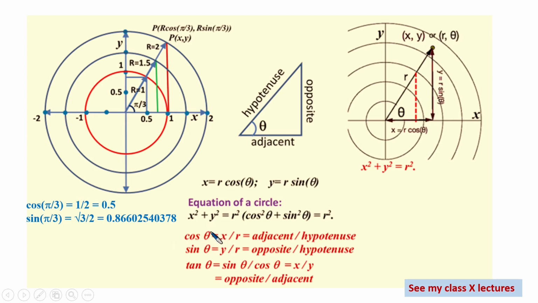So now let us define what is cos theta. As I said, it is adjacent by hypotenuse. Adjacent is x and hypotenuse can be anything. If it is 1, then cos theta is x, as I said earlier.